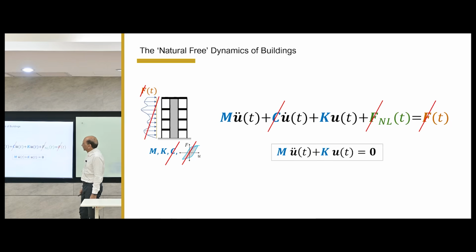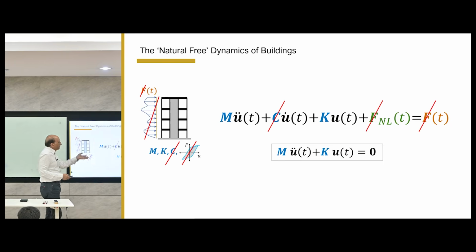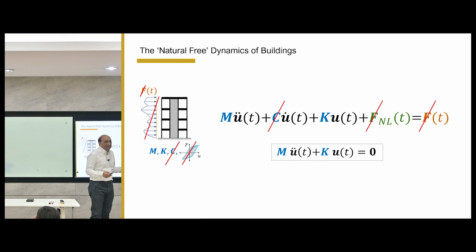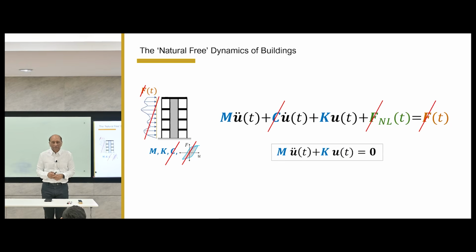We just keep those two together. So we need a mass matrix. We need a stiffness matrix. And we take the U displacement and acceleration, and we make it equal to 0. Now we have to find all the possible ways this equation will be satisfied.